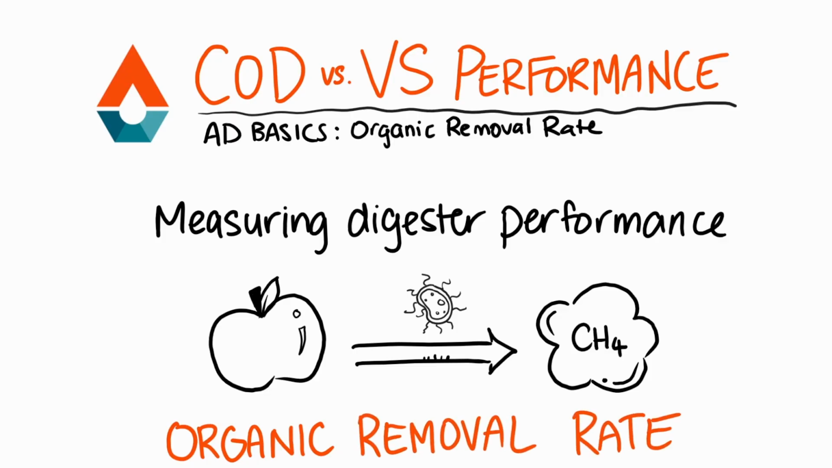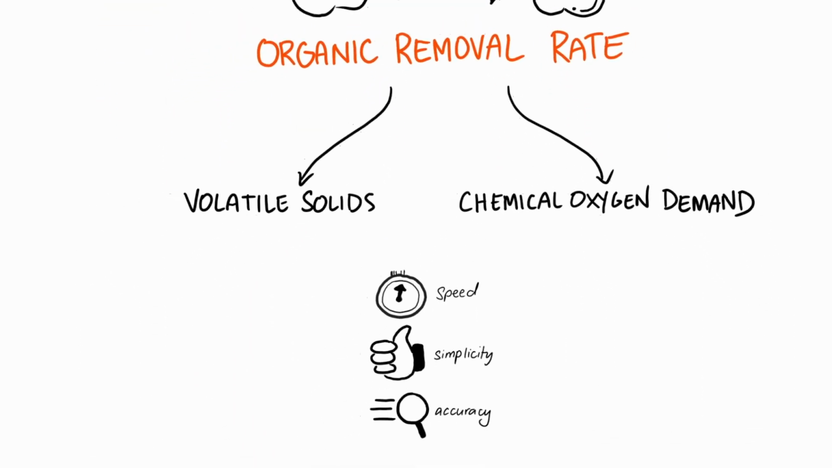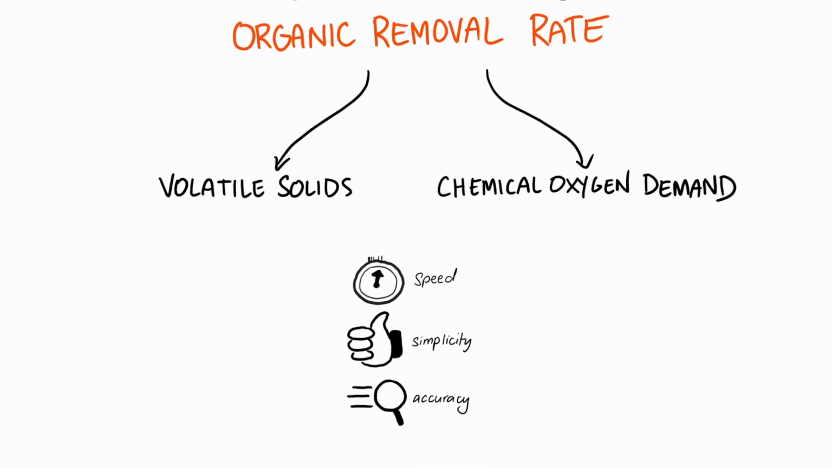There are many ways to measure your organic removal rate. Two common ways are through volatile solids, or your VS lab test, or a chemical oxygen demand, COD, lab test. We like these approaches because you can do the test yourself and have answers in a few hours. Comparing the VS of your digestate against the VS of your feedstock is the cheapest and simplest way to measure your organic removal rate. Using COD instead of VS is more complex, but it's faster.